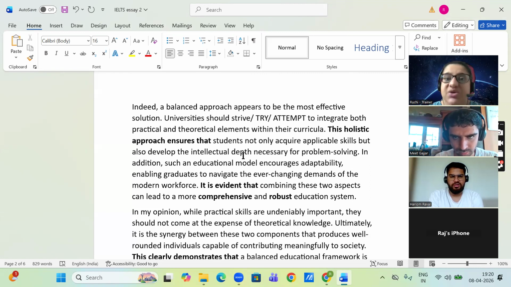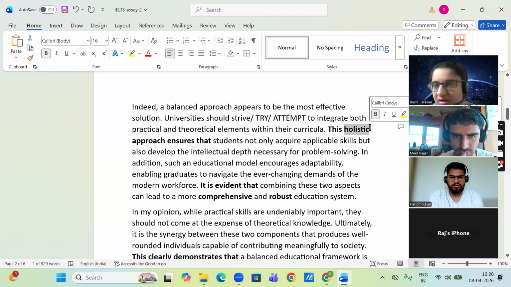Universities should strive to integrate both. They should strive to integrate, include both practical and theoretical elements within their curriculum. This holistic approach, here is the word that I had just spoken, holistic, a proper approach that completely covers everything. Okay? We say holistic medicine, holistic education as well.